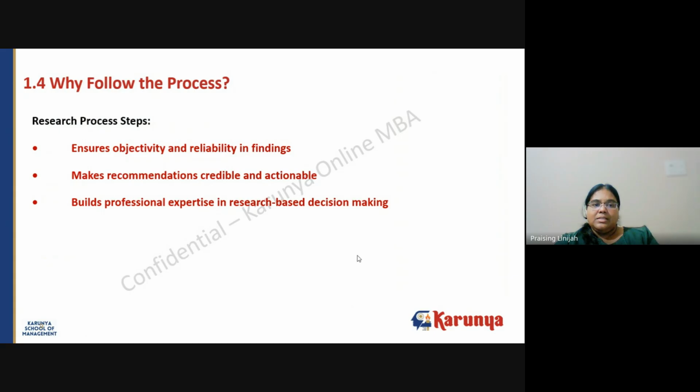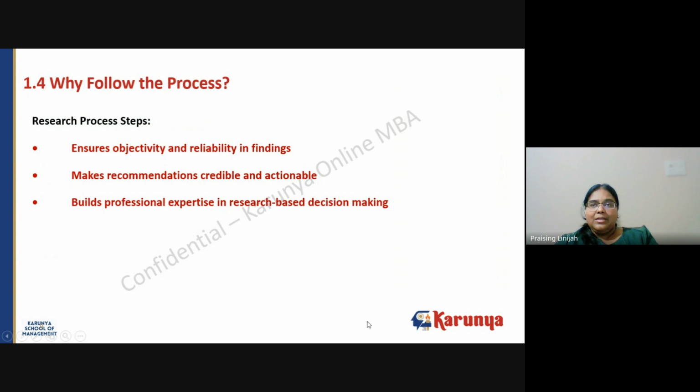The research process steps ensure objectivity and reliability in findings or results. Why do we follow this process? Mainly to validate and come out with reliable outcomes, right? It makes recommendations credible and actionable. When we have a clear research output with facts and figures, it helps the decision-making team take actions immediately, and also builds professional expertise in research-based decision making.